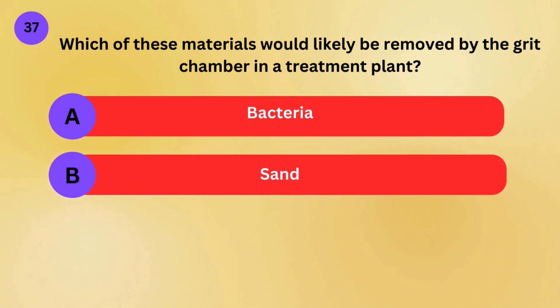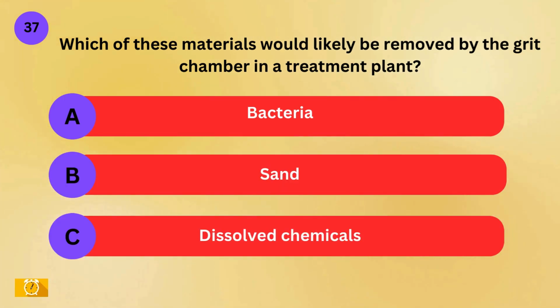Which of these materials would likely be removed by the grit chamber in a treatment plant? Bacteria, sand, dissolved chemicals.